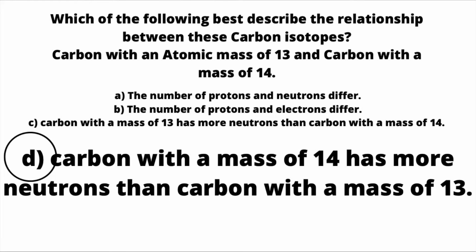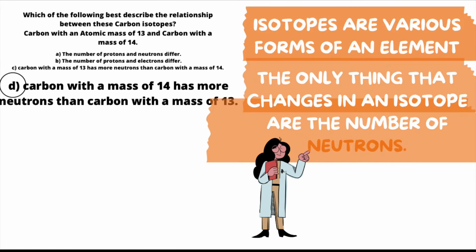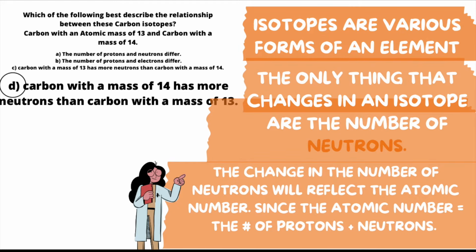Okay, so our answer is D. Carbon with a mass of 14 has more neutrons than carbon with a mass of 13. So first off, isotopes are various forms of an element, and the only thing that changes in isotopes is the number of neutrons. So since the number of neutrons changes, this is actually going to reflect the atomic mass, since the mass number is the number of protons and neutrons.